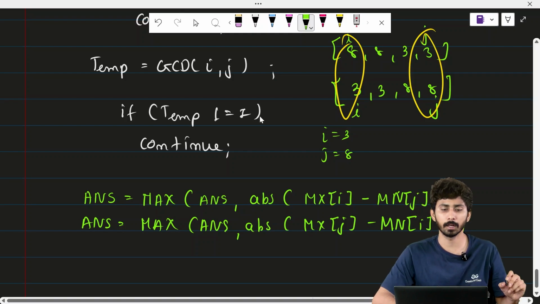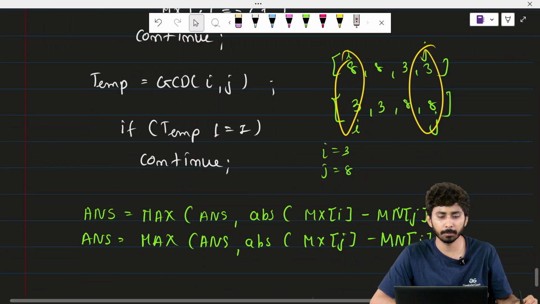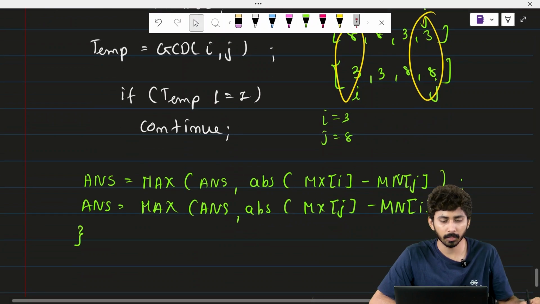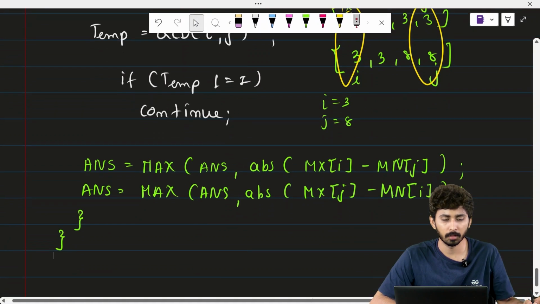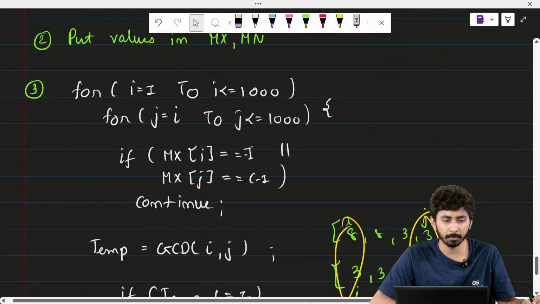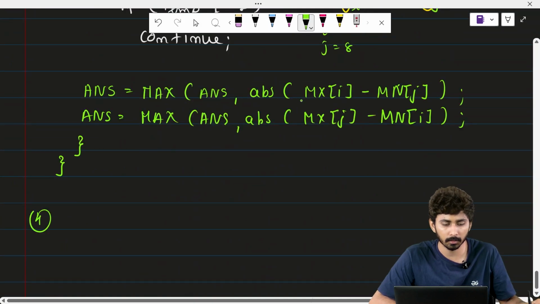Whatever is the answer. And now the for loop keeps on iterating. Okay, this is the end of the for loop. And at the end, the last step is to print the answer.